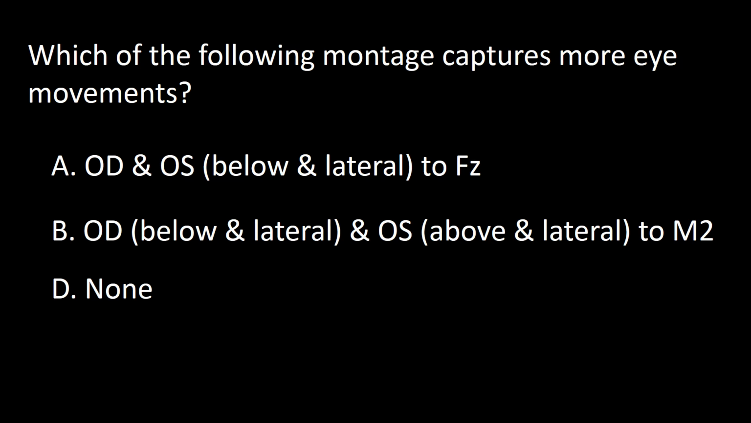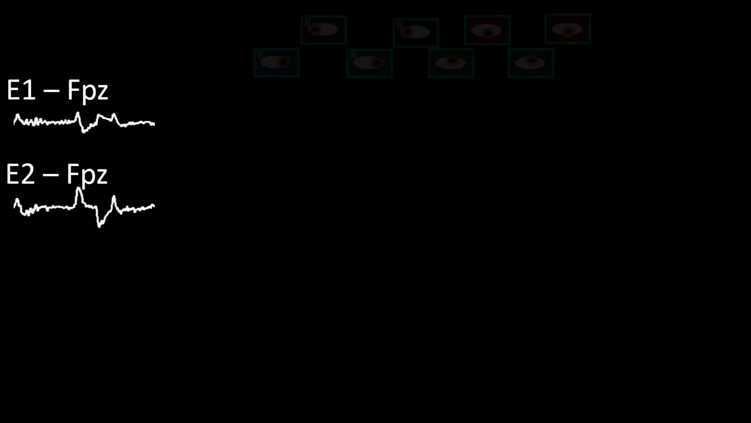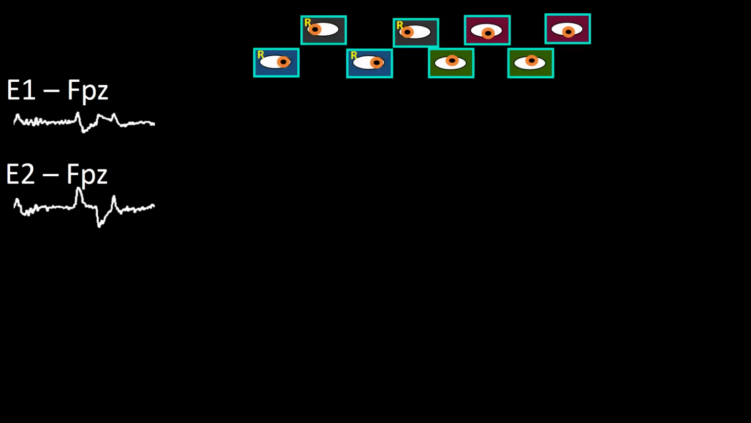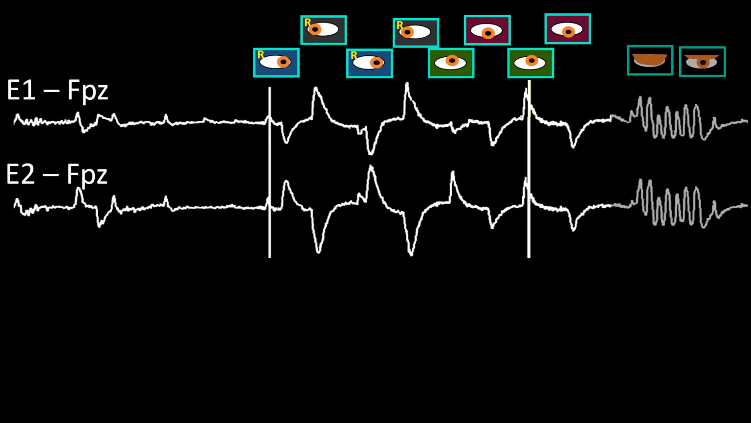Which of the following montages captures more eye movements? A, OD and OS below and lateral to FC. B, OD below and lateral, and OS above and lateral to M2. D, none. Using the frontal electrodes as reference and both eye electrodes below the eyeball, we can analyze eye movements in all directions, and they yield significant amplitude deviation regardless of the direction of the eye movements. Blinking is also easily noted.